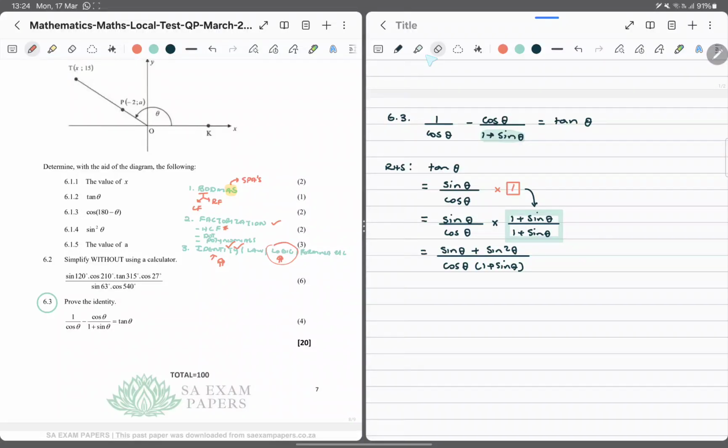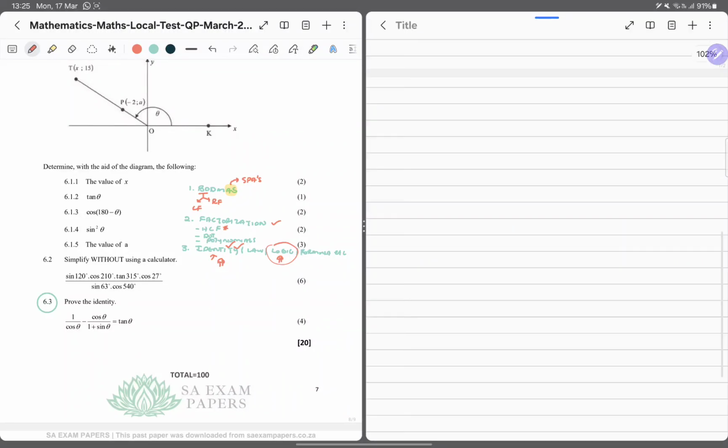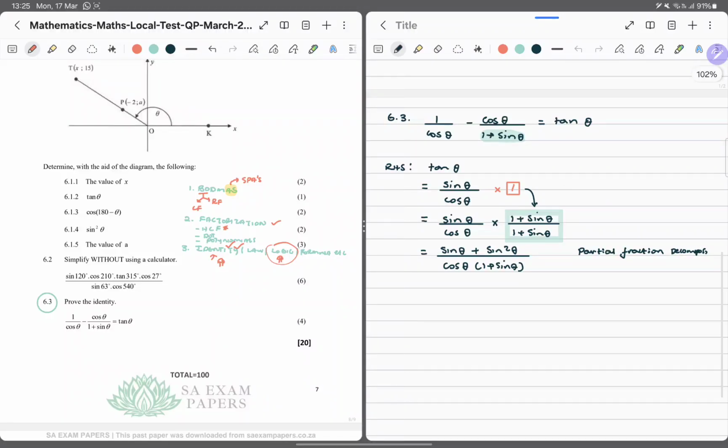Let me try to relax. We need the partial fraction decomposition. Whatever, guys. Yo. Yabona. Partial fraction decomposition.